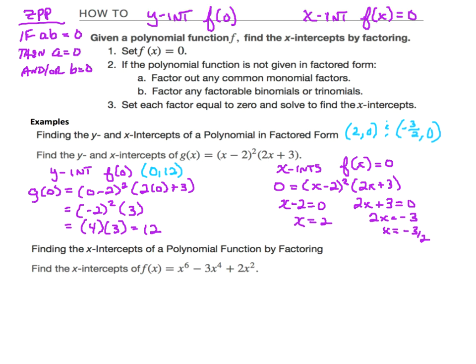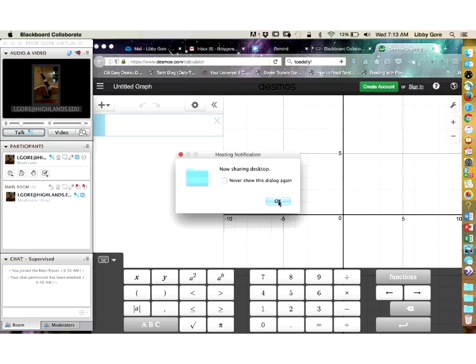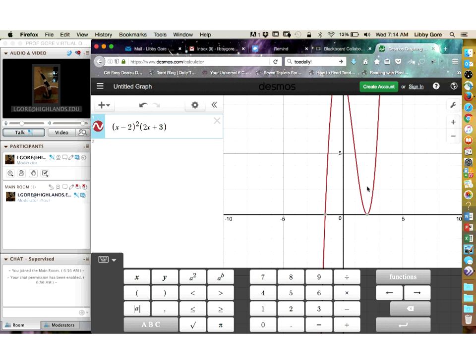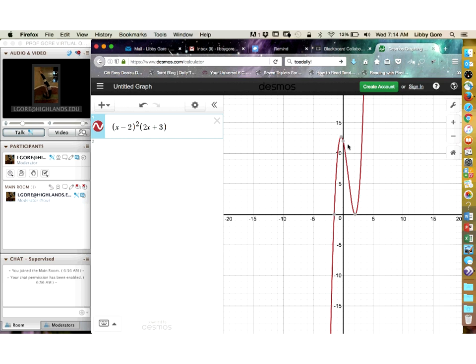Let me write down the equation so that I don't have to come back to the whiteboard to get it. Okay, so this is g of x equals (x minus 2) squared times (2x plus 3). All right, let's go out to our online graphing calculator, Desmos.com, and we'll put this onto the graph so you can see where it crosses the x and the y axes. (x minus 2) squared, (2x plus 3). Okay. Let me zoom out a little bit.